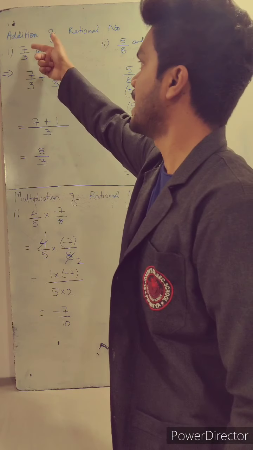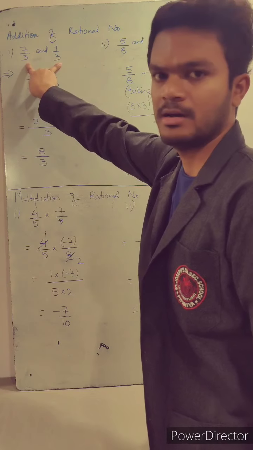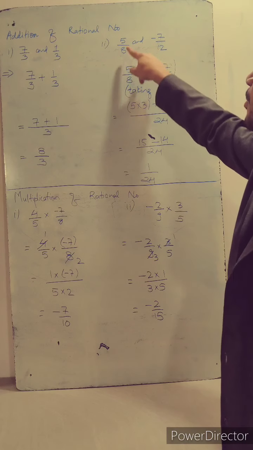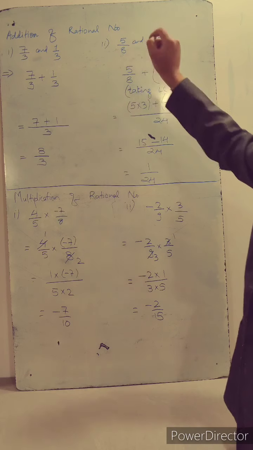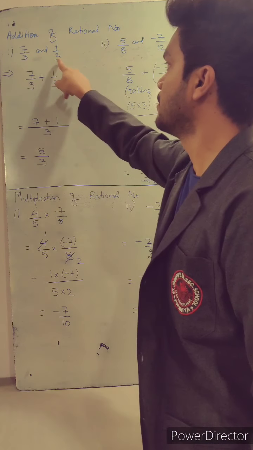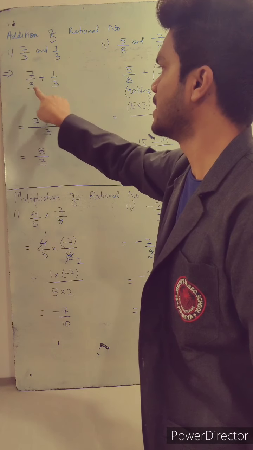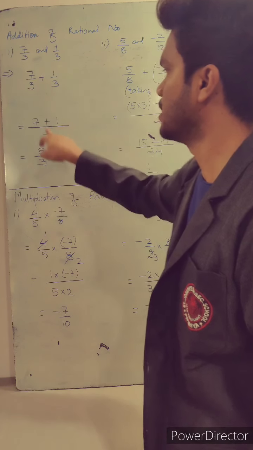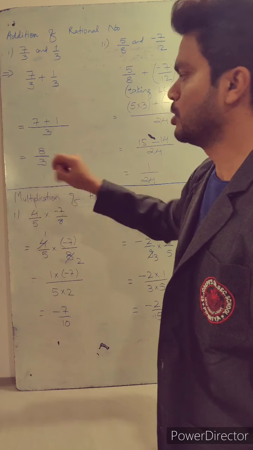The first question is add 7 by 3 and 1 by 3, with the same denominator, and another question is 5 upon 8 and minus 7 upon 12, with different denominators. In case two rational numbers have the same denominator, there is no need to take LCM. We can directly write 3 as the same denominator here. 7 plus 1 gives 8 upon 3.